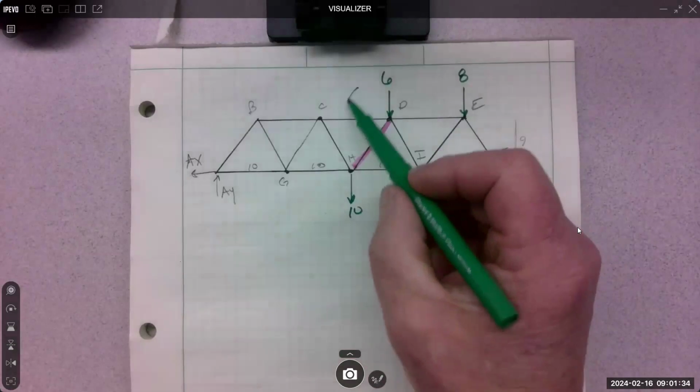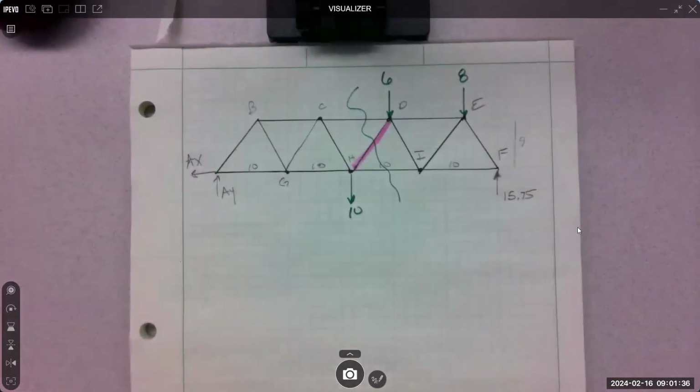The key is that when you cut through the truss, you can only cut through 3 members. You can't cut through 4 because we only have 3 equations: some forces in the X, some forces in the Y, and some of moments. So when you cut a truss, you can cut through 3 or less. And you can do the analysis on either the left side of your cut or the right side. Either one will give you the solution.